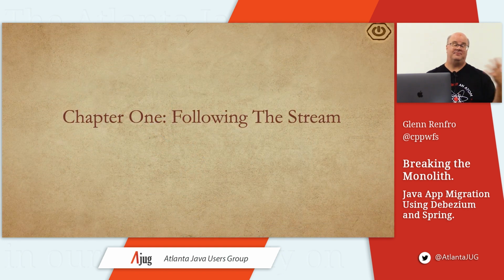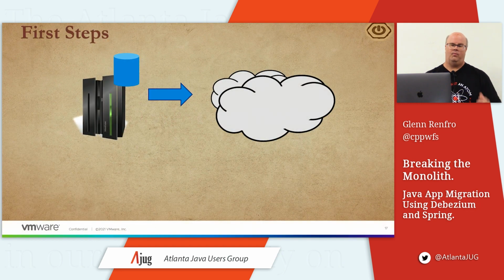So, chapter 1, we're going to be following the stream. What we're looking at is we have an existing system. It has data on it. Since we have all this data on it, we need to get it into the cloud platform.